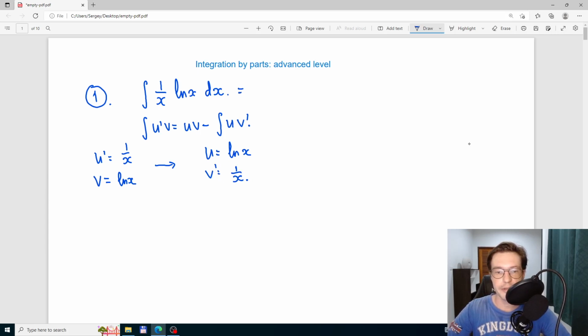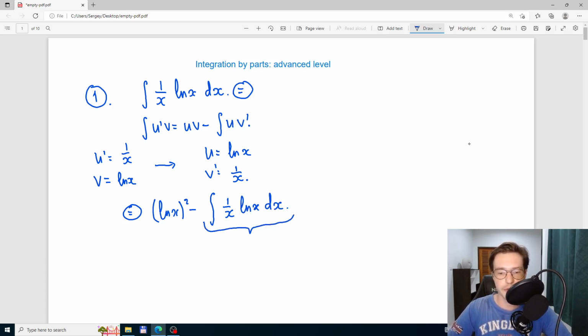And let's rewrite the original integral. So that is going to be u times v, so log x times log x, which is log x squared, minus the integral of v', 1 over x, times u, log x dx. But hold on, it looks like we have seen this integral before, didn't we? That's actually our original problem.